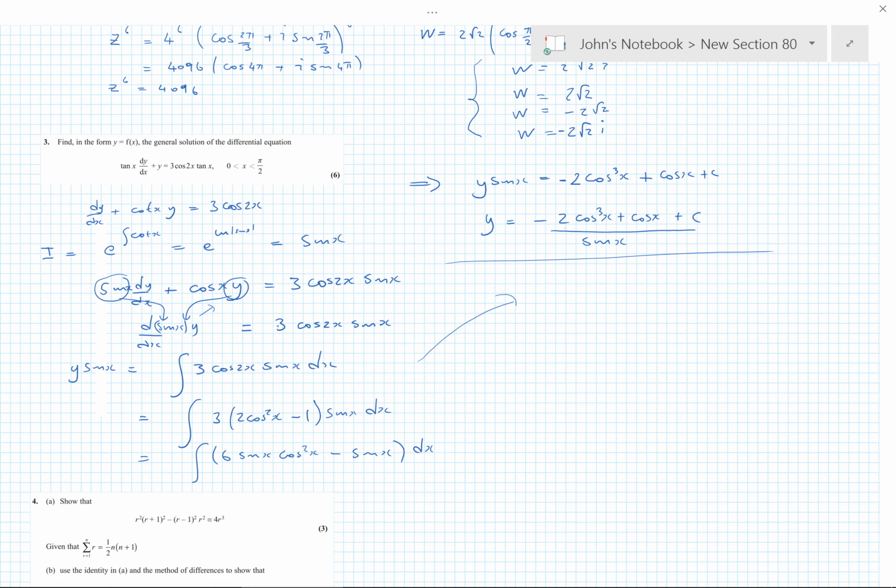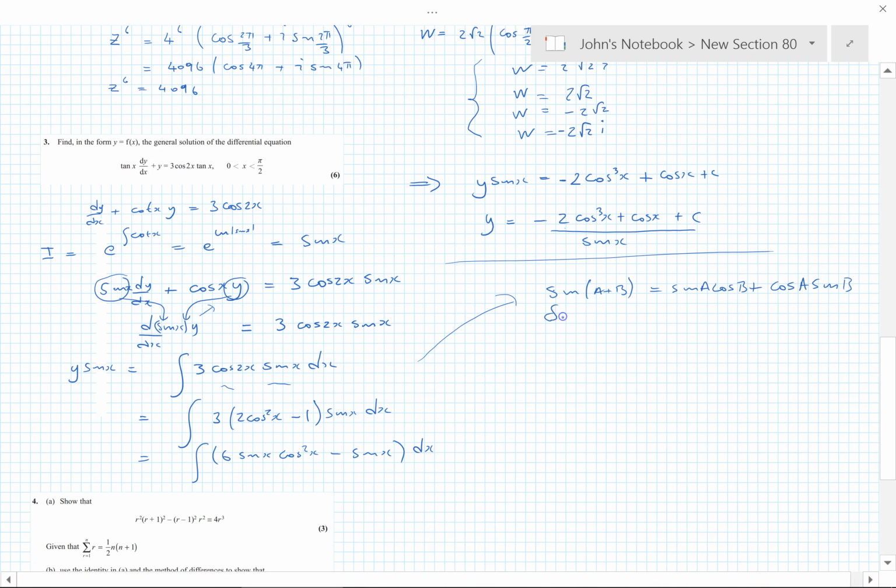Okay, so what we do is, because we've got combinations of coses and sines, we look at the formulae of sin A plus B, which is sin A cos B plus cos A sin B.